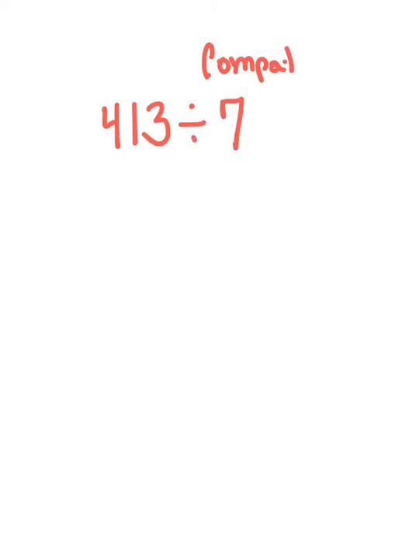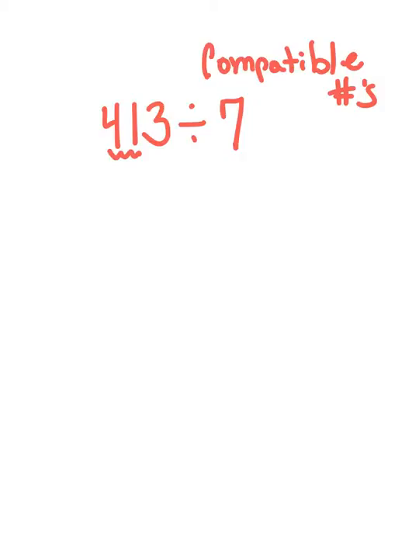So I have 413 divided by 7. And I want to be able to do this mentally without having to do the whole long division. And I want to be doing it with compatible numbers. I want to get these to work so I can do it mentally. So I'm going to look at the first two numbers. And I see 41. And I know that 7 times something is not going to give me 41. But what would it give me close to?